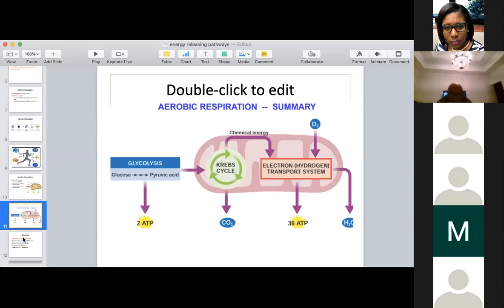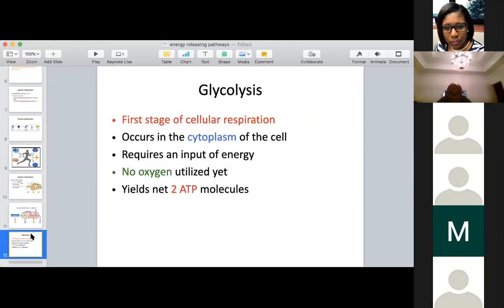So step 1, cellular respiration. The first stage of cellular respiration is called glycolysis. Write that down if you haven't done so already. This is just a recap of what I just showed you in those figures. The first step of aerobic respiration is glycolysis. Glycolysis occurs in the cytoplasm of the cell. This process requires an input of energy in order to get started.